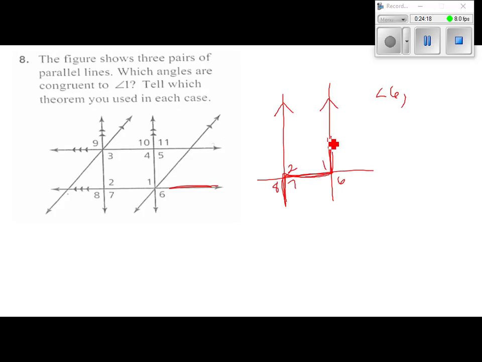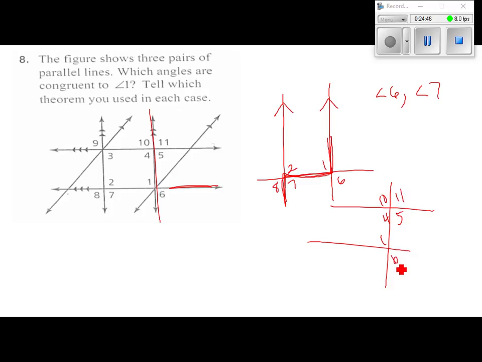Angle 7, because they're alternate interior angles, right? So that's all we know about that one. Well, let's say we're looking at these two parallel lines and we want to use that as our transversal. Angle 1's there. This is angle 4. This is angle 5. Angle 10. Angle 11. Angle 6 is still over there.